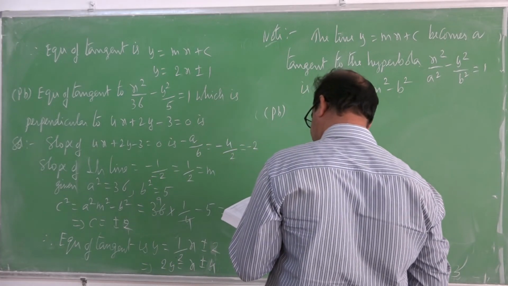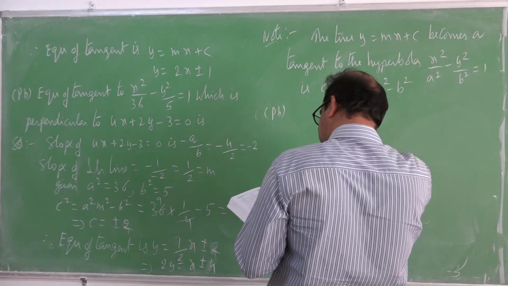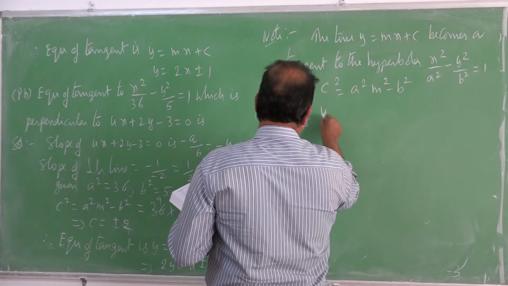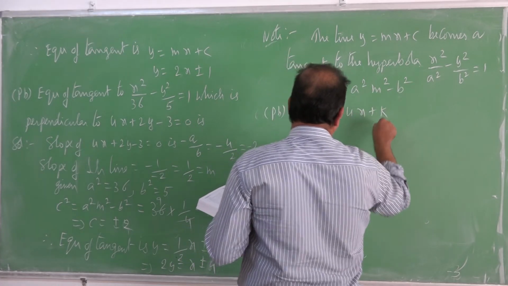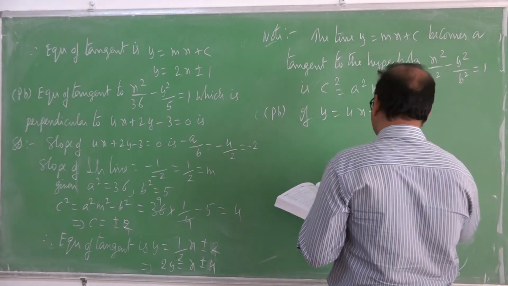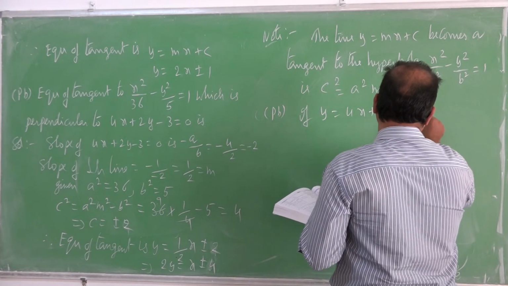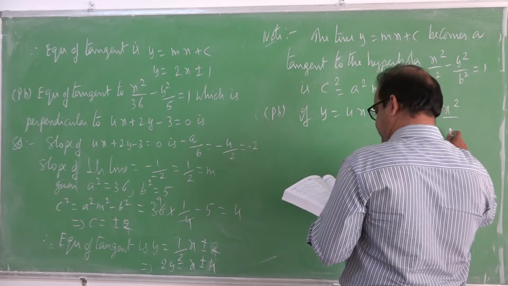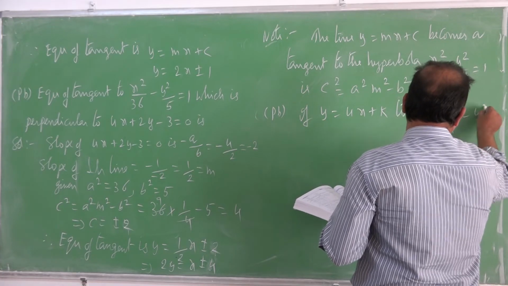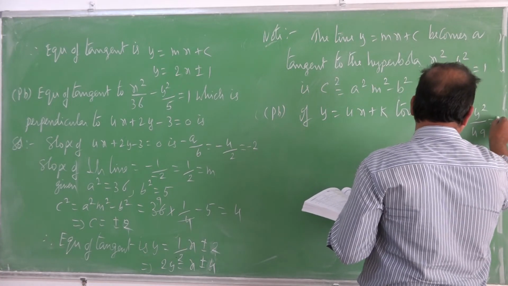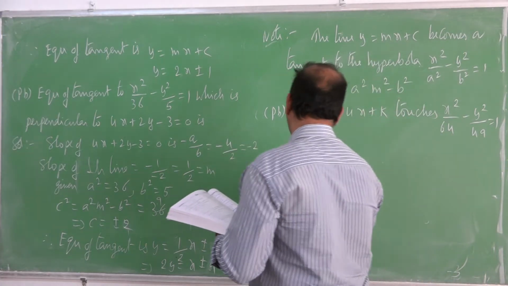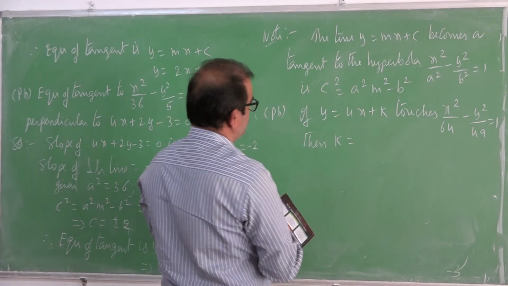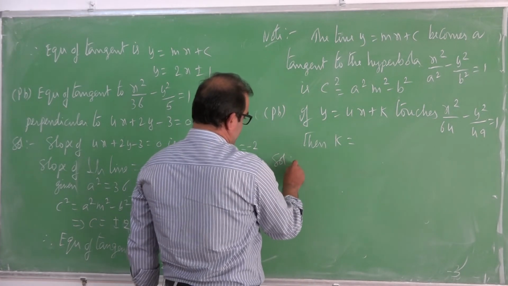Next problem. If y is equal to 4x plus k touches the hyperbola x square by 64 minus y square by 49 is equal to 1, then the value of k is. You apply the above condition.